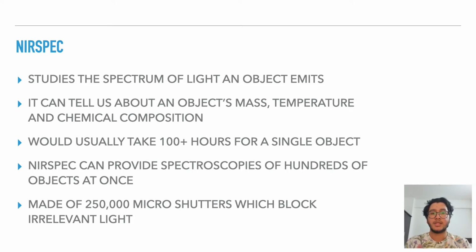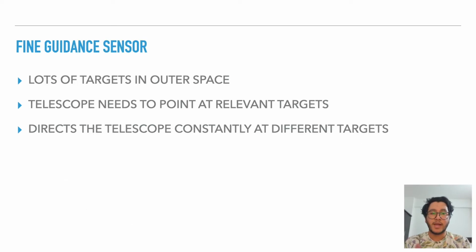Usually for a single spectroscopy to take place, the telescope would need to point at an object for over 100 hours, which is a long time, about 4 days. So scientists couldn't afford that. What NIRSpec actually does is that it can provide spectroscopies of hundreds of objects all at once. And what helps it accomplish that are the 250,000 micro shutters that open and close and block the irrelevant light. So now let's move on to the Fine Guidance Sensor.